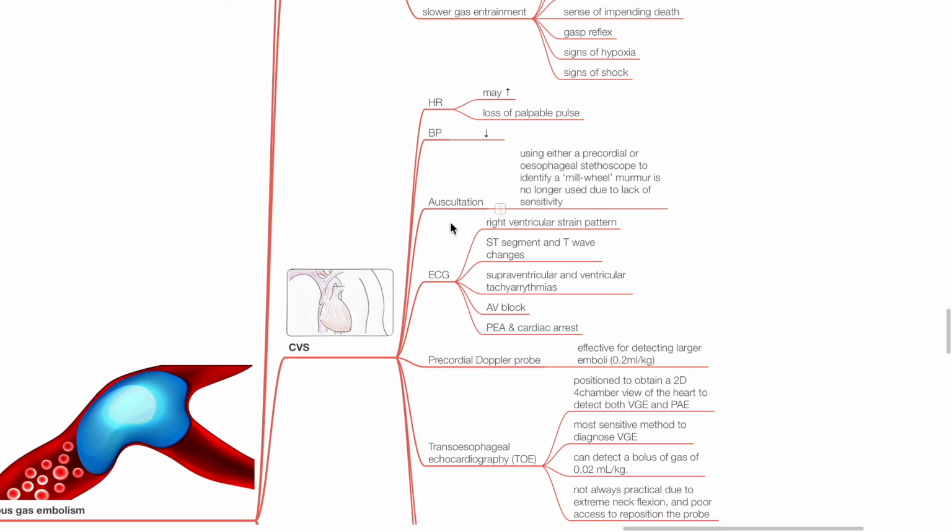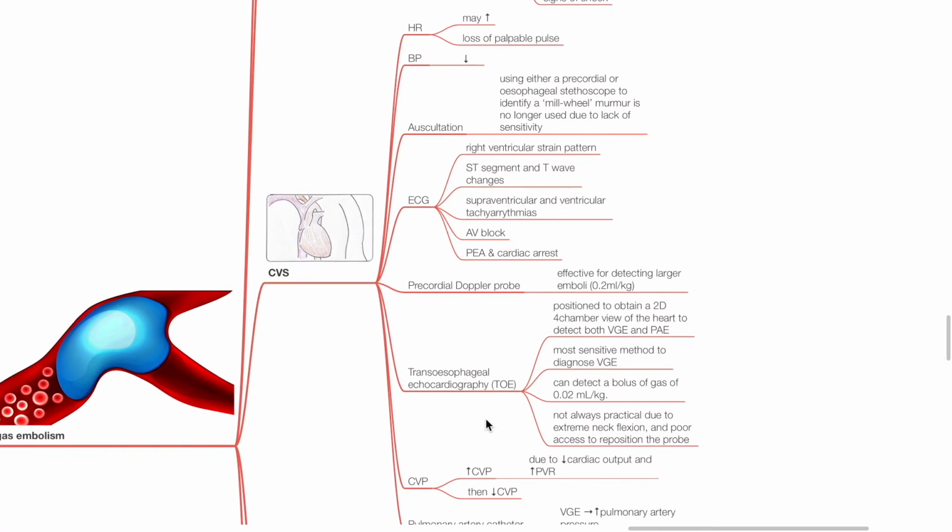Auscultation. The use of a stethoscope to identify the mill wheel murmur is no longer used due to lack of sensitivity. ECG. Right ventricular strain pattern, ST segment and T wave changes, tachyarrhythmias, AV block, PEA and cardiac arrest may be seen. Precordial Doppler probe is effective for detecting larger emboli, 0.2 mL per kg.